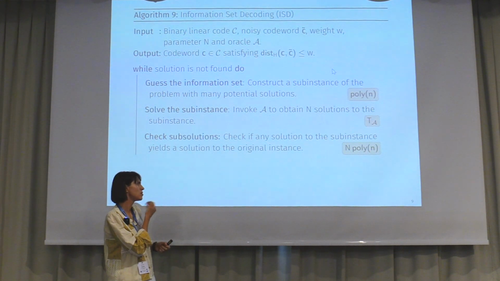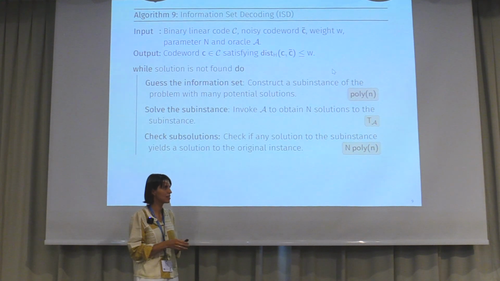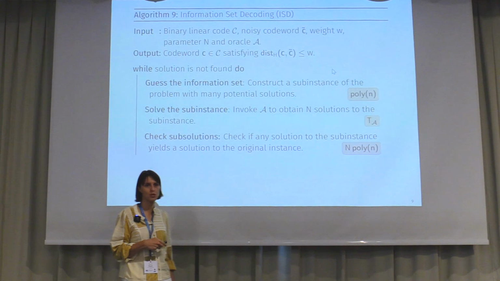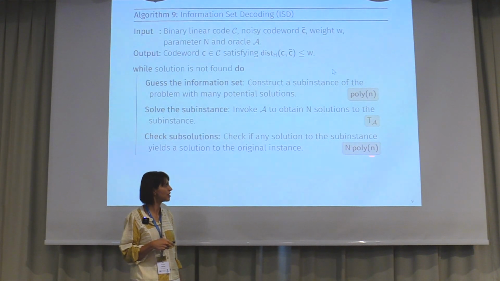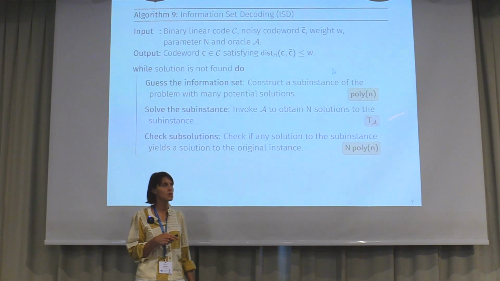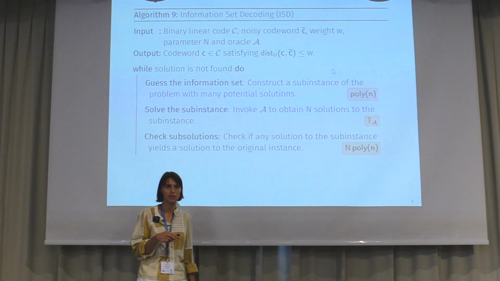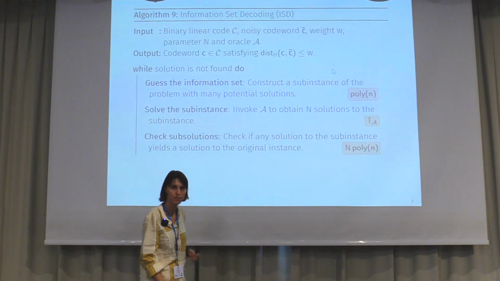An important thing to say here is that this capital N, of course, can be many solutions, but for a reasonable choice of parameters, it's not going to be greater than polynomial in n. So this whole step can be seen as something that is efficient and runs in polynomial time in n.